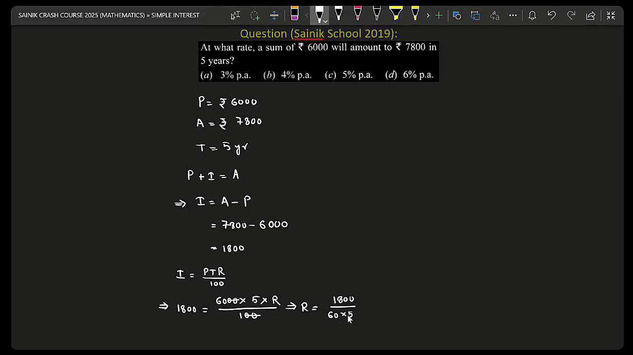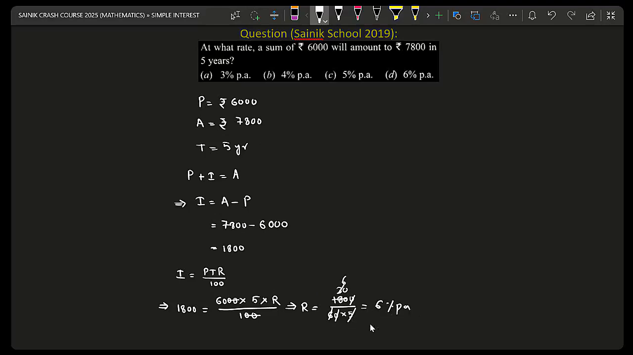So here 300 is a round figure. You'll get it easily. But some numbers are not round figures, then unnecessarily we will waste time. So here only you start cutting 1800 by 60. Any cuttings possible here? 6 and 0, 0. Yes. Next, 30. 6 3s are 18 and 0. 30 divided by 5. 5 6s are 30. So we got 6% per annum.